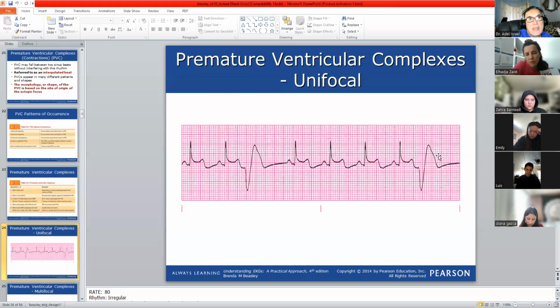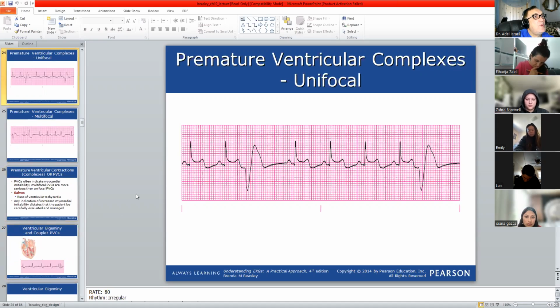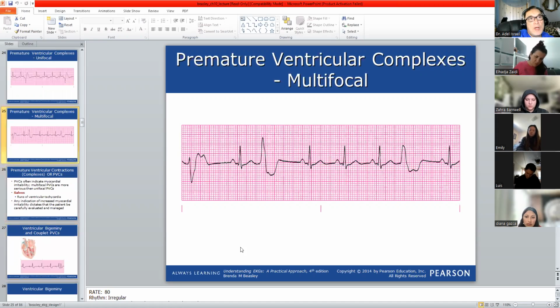Last issue is, do they have the same shape? If you compare this shape with this shape, are they similar or not similar? Similar. So far, they are similar. So we call them unifocal. They are coming from the same site. Okay, Diana? So far, the premature beats are identical in shape. We call them unifocal. If they are not identical in shape, we will call them multifocal.